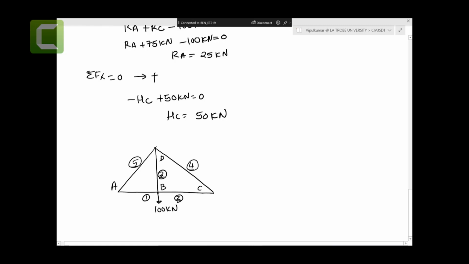100 kilonewton here. Reaction force here, 50 kilonewtons here. Reaction force 25 kilonewton here. 75 kilonewton here, and 75 kilonewtons here. Right? And this is 4 meter, 4 meter, 4 meter, square root 32, square root 32. J is meant to be 50.